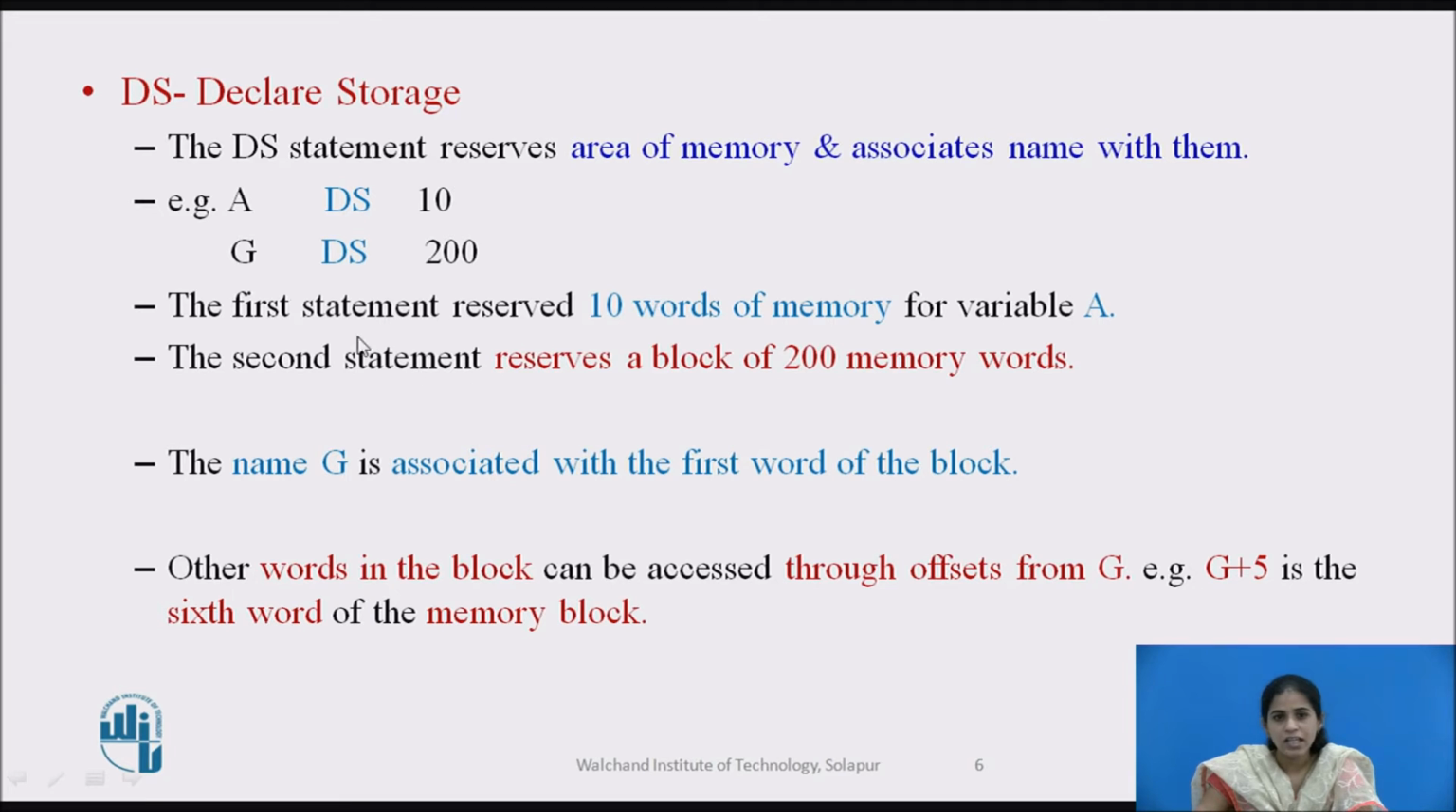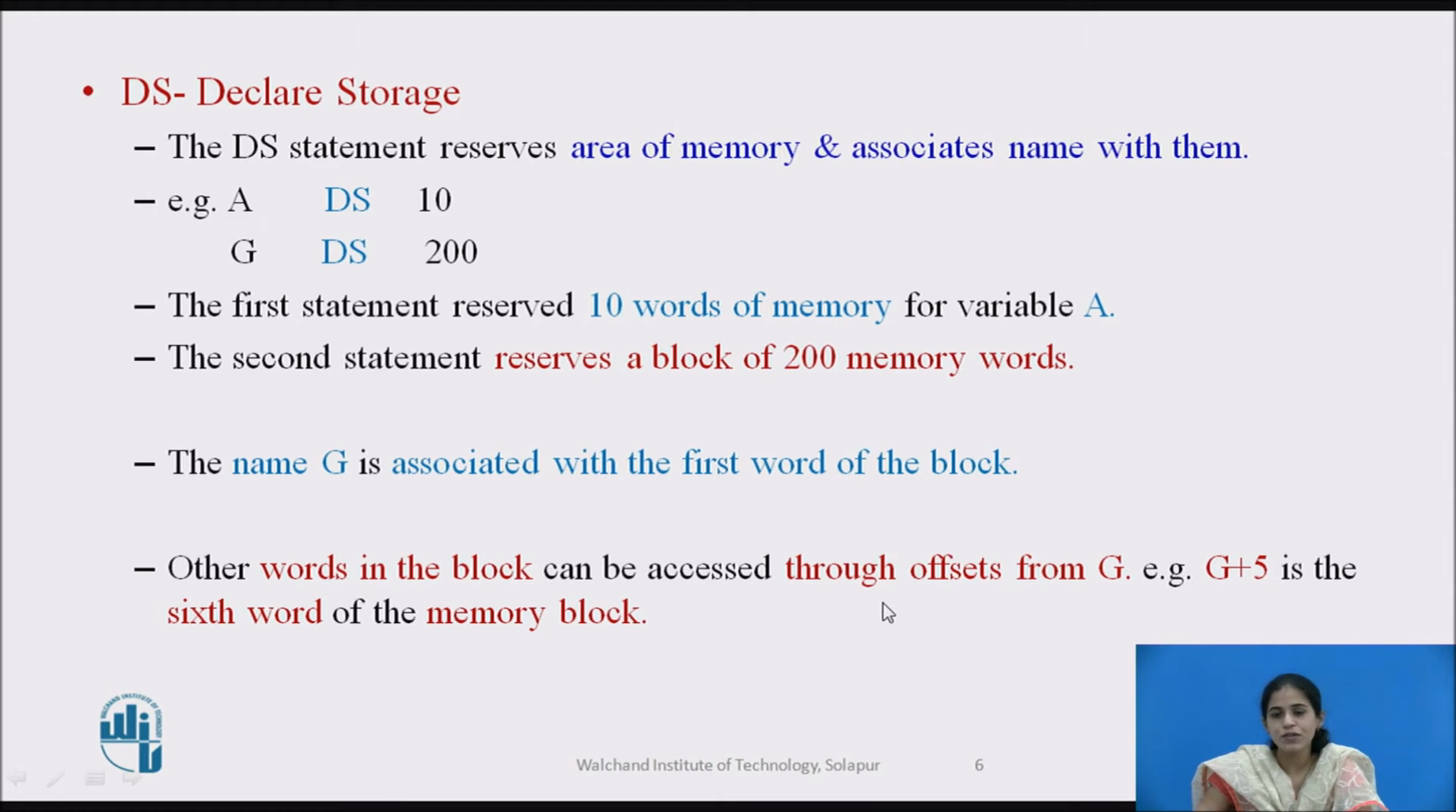So here the name G is associated with the first word of the block. We can access the other words in the block through the offset. Suppose you want to access the sixth word of the memory block, then we can add the offset to G. In G we store the address of the first word.